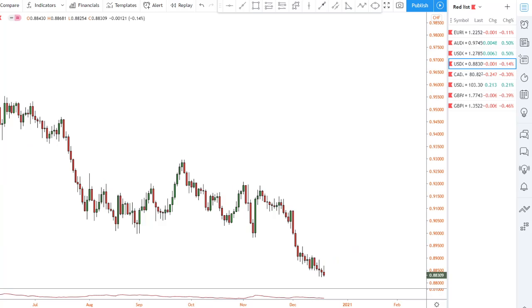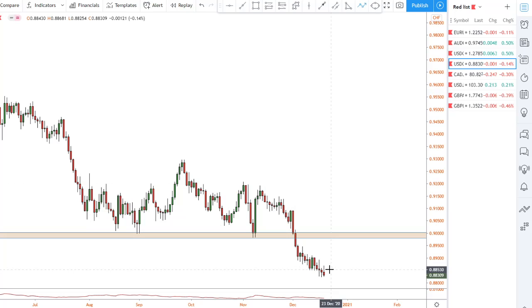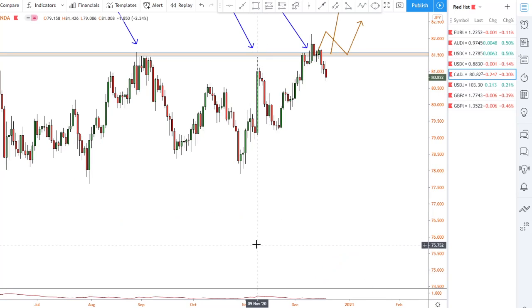Next one is US dollar CHF. This one again is in a downtrend and the zone of interest would be this one here. So if price comes back to that level and gives us a nice entry reason, we will be selling, expecting the downtrend to continue.